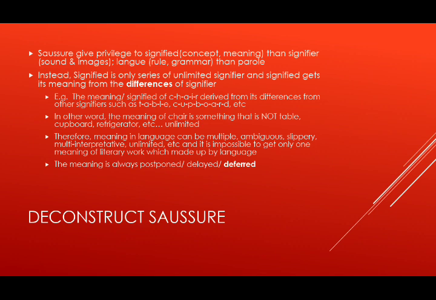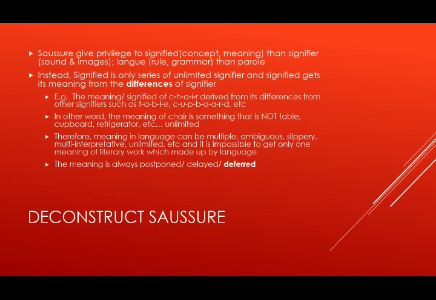Now, according to deconstruction, especially according to Derrida, the signified is not more special than the signifier. Why? Because the meaning of the signified derives from the difference of the signifier. In other words, the signified is only a series of unlimited signifiers, and the signified gets its meaning from the difference of signifiers. So it is the opposite of Ferdinand de Saussure. Saussure said that the signifier gets its meaning from the signified, while in deconstruction, I'm sorry, the signified gets the meaning from the signifier.